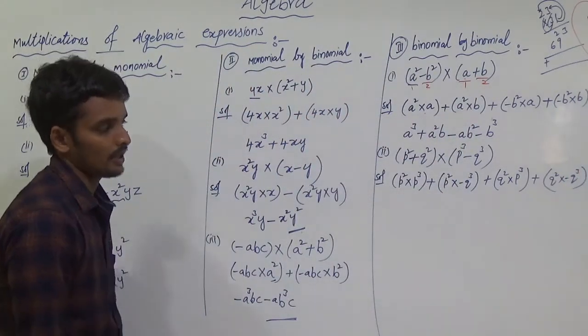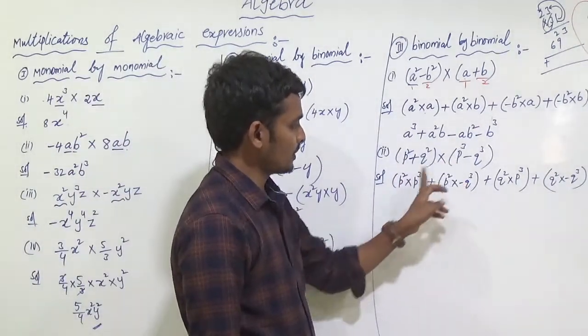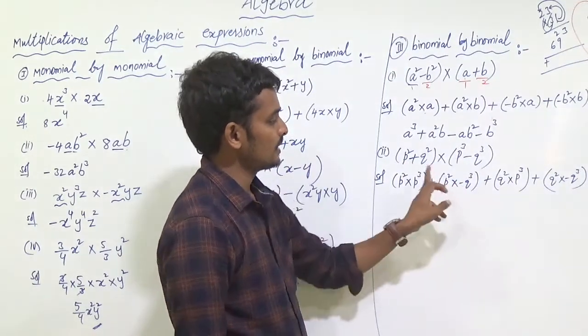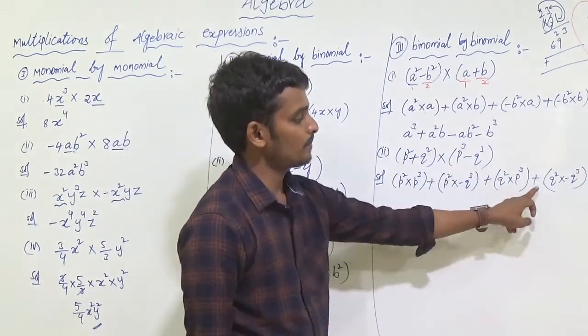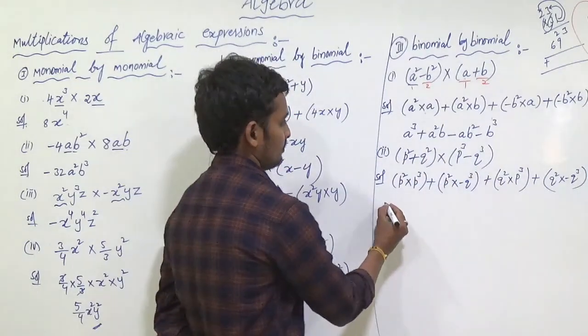Minus q cube. Have you understood this? Look at this: first term into first term, plus first term into second term, plus second term into first term, plus second term into second term. Now we are simplifying. That is it.